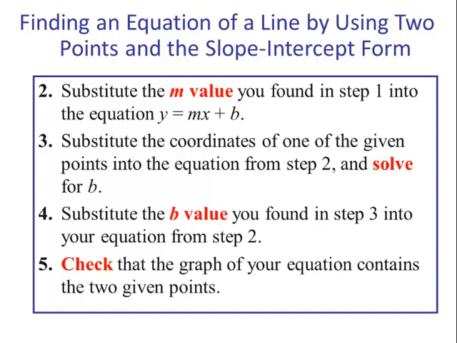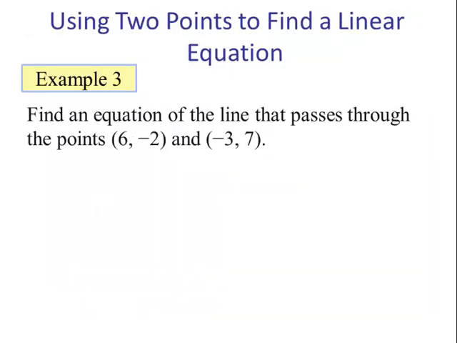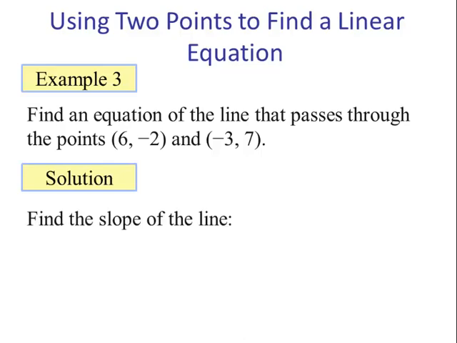Let's do an example. Example 3. Find the equation of the line that passes through the points (6, -2) and (-3, 7). Solution. First we have to find the slope of the line. So that's the difference of the y's divided by the difference of the x's. I'm going to let y sub 2 be 7, y sub 1 be negative 2.